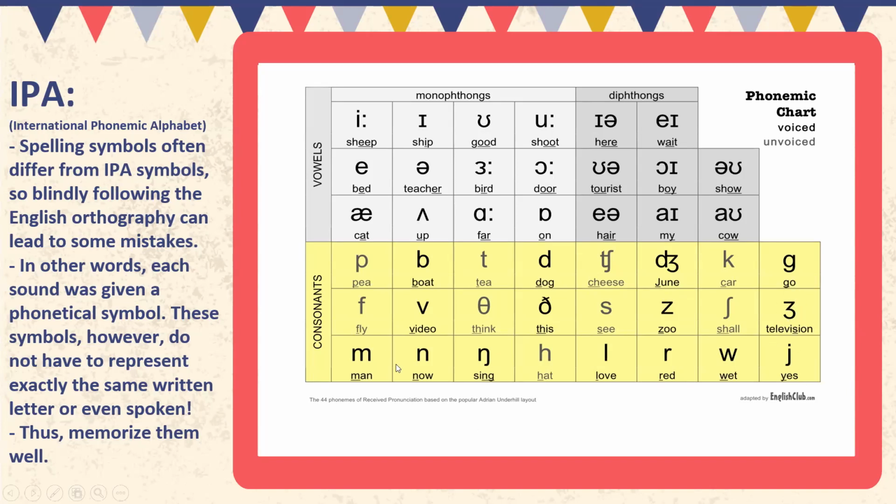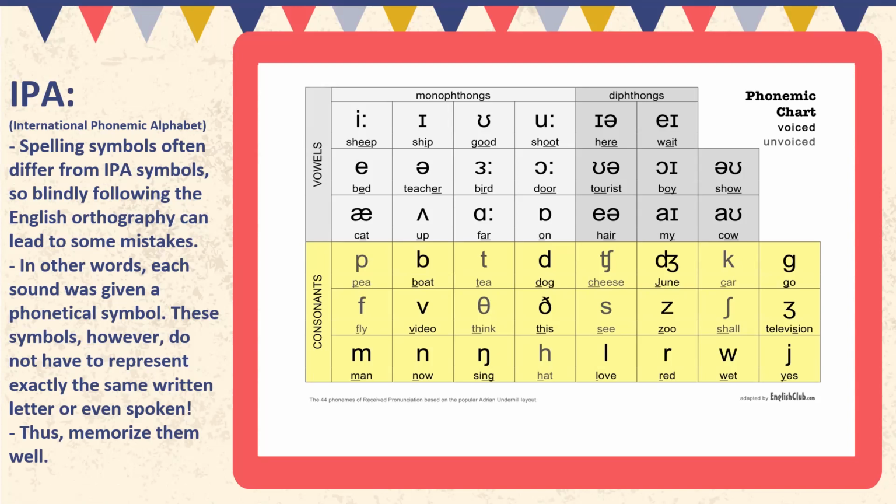Sh, m, n, ha. Okay, or it's not even heard, right? We have L, we have R, and we have wa, and we have ya. Okay, these are the consonants. So, for example, for what I have just said.